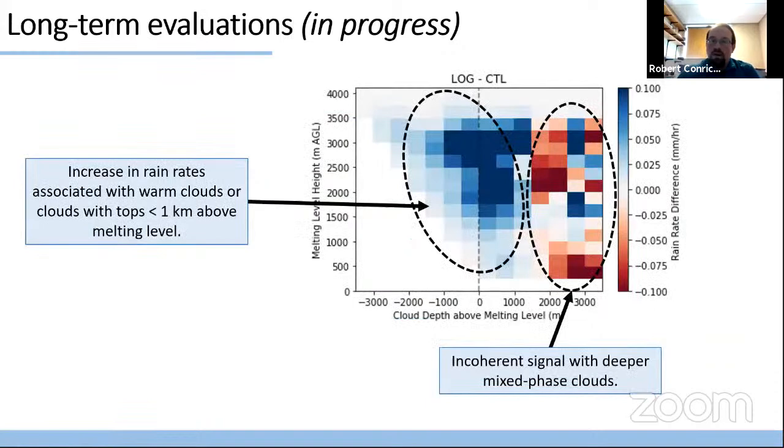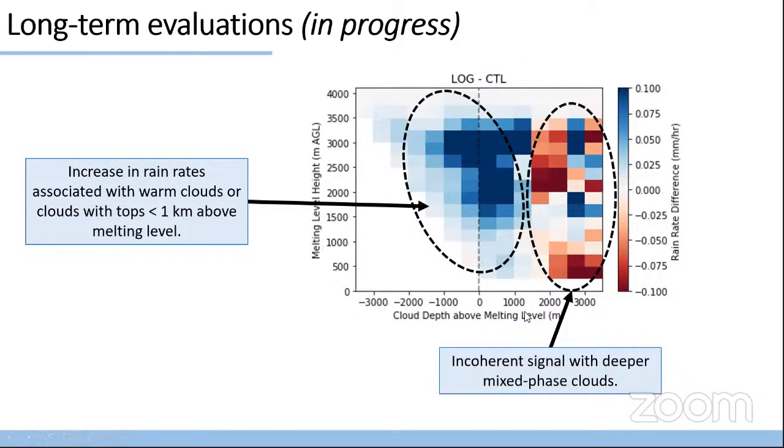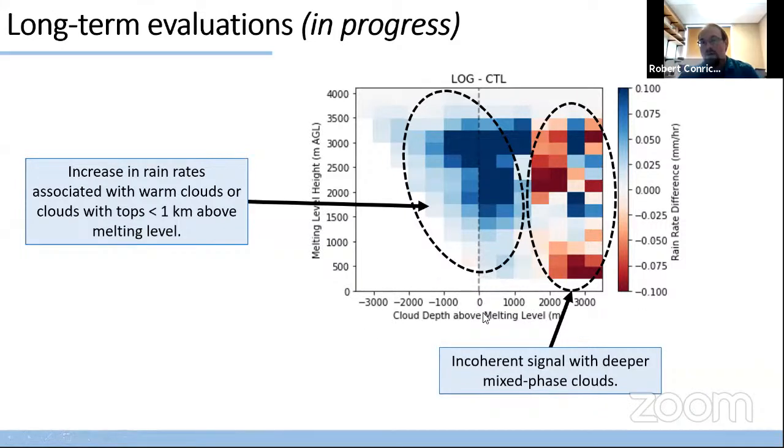And so when you do that, you get a plot like this for differences in rain rate. This is the log normal scheme minus our Thompson Eidhammer control. We have melting level on the vertical, cloud depth above the melting level here on the horizontal. And the colors here indicate the rain rate difference for those given conditions. Wherever you see the blue color, that indicates that the log normal scheme is producing more precipitation. And that's contained largely with clouds that are less than or equal to about 1 kilometer in depth above the melting level. So we've really honed in and improved warm rain simulations.